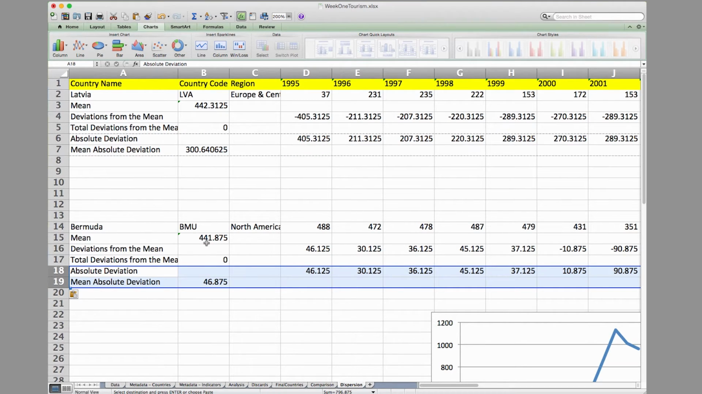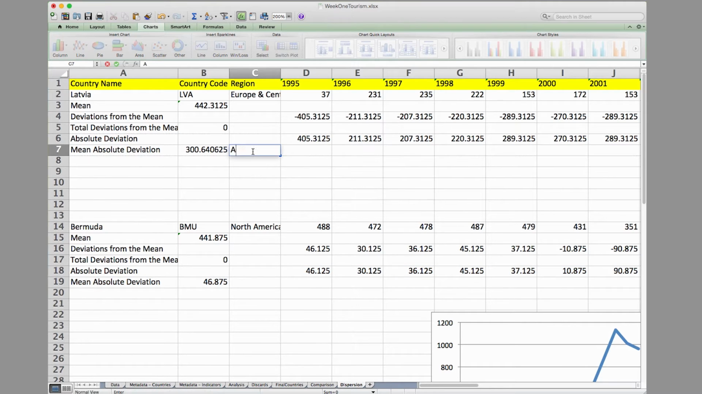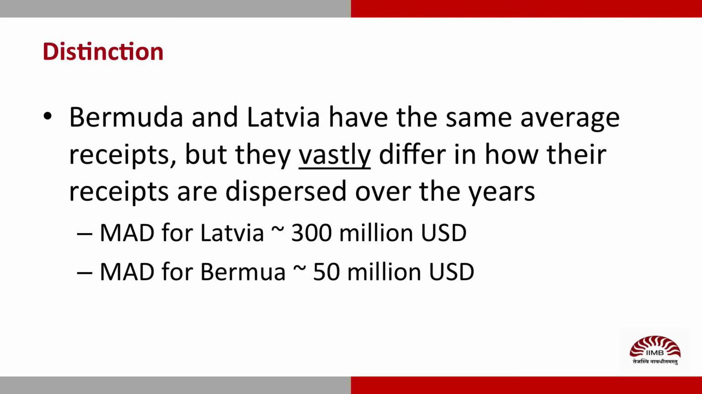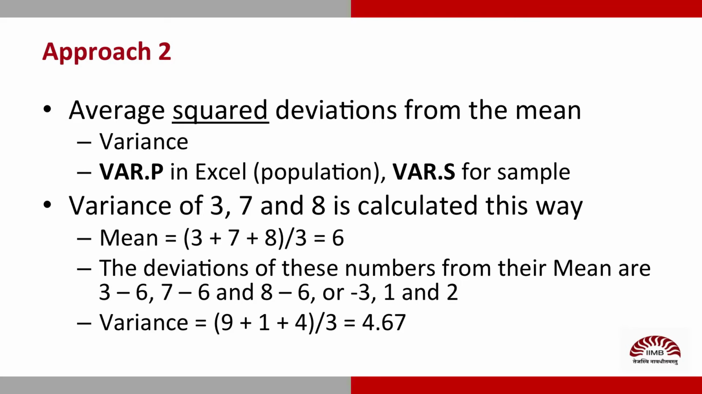Now, if I calculated the average deviation, let me just take a look. I just need to look at the original set of numbers, which is in the second row, and calculate average deviation. So I have avdev of D2 through S2, and I get pretty much the same number. This tells us that Latvia's international tourism receipts are a lot more volatile than Bermuda's, and it's a quantitative answer, mind you. Starting with the same deviations, there's one more way to quantify variation.